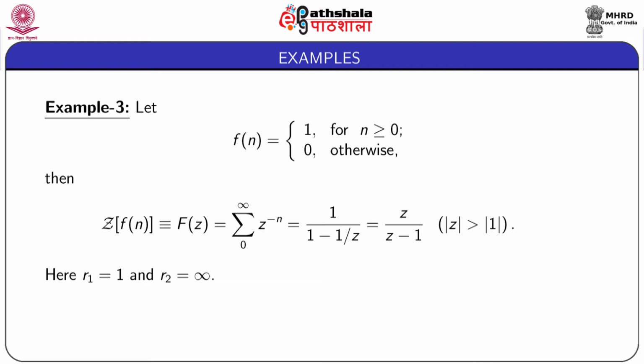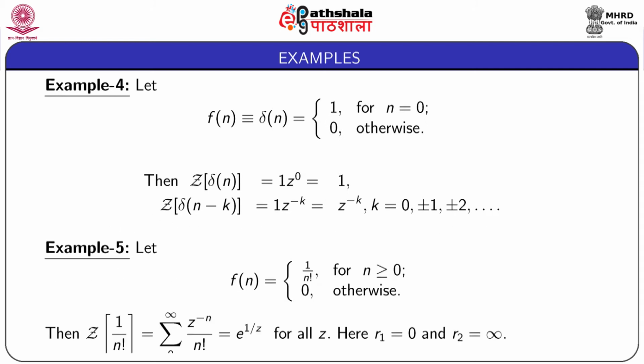Next we come to example 3. Let f(n) equal to 1 for n greater than or equal to 0 and 0 otherwise. So, the Z transform of f(n), denoted by capital F(z), is equal to summation n equal to 0 to infinity z to the power minus n, and that is equal to 1 by 1 minus 1 by z, and that is equal to z by z minus 1 for mod z greater than 1. Here R1 is 1 and R2 is infinity.